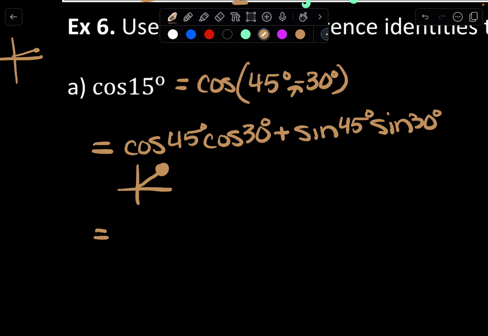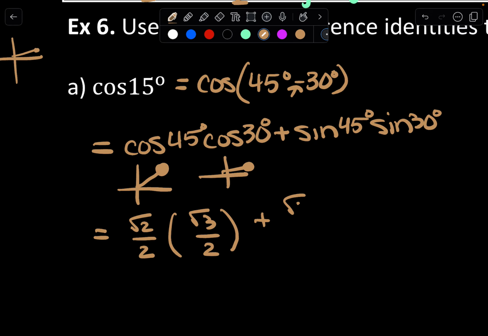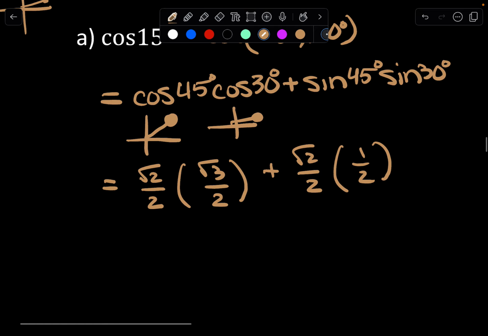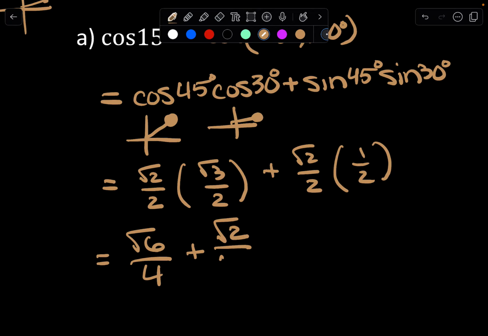So we're going to rewrite this as root 2 over 2. Cosine 45 is equal to root 2 over 2. Cosine of 30, that's going to give me root 3 over 2. And then sine of 45, that's also root 2 over 2. And then sine of 30 will be 1/2. So with these identities, you're going to see the coordinate pairs. Okay, so it'll help with that. All right, root 3 times root 2, that's going to give you root 6. And then we'll have 2 times 2, which is 4. Plus root 2 times 1 is root 2. And then 2 times 2 is 4.